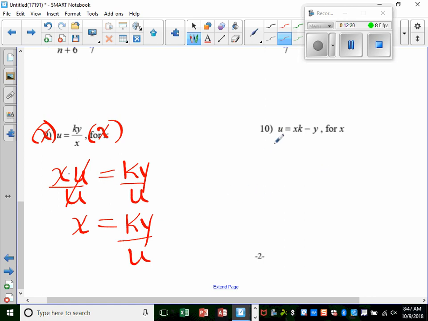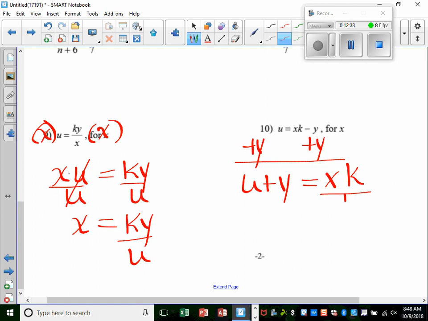All right, number 10. Solving for x again. So when you have this plus and minus stuff, you got to move that to the other side. So I'm going to add y over. So I'm going to have u plus y equals xk. And then I'm going to divide by k. So that gives me x equals u plus y divided by k. So get rid of that minus y by adding it to the other side and then dividing by the k since you're trying to isolate x. Okay. All right, let's move on.